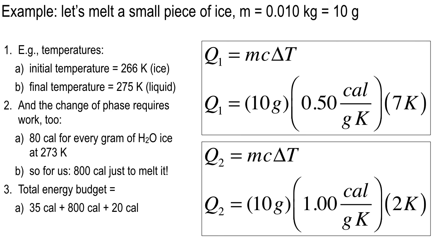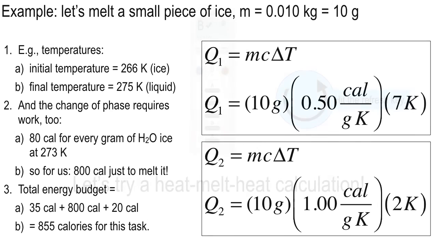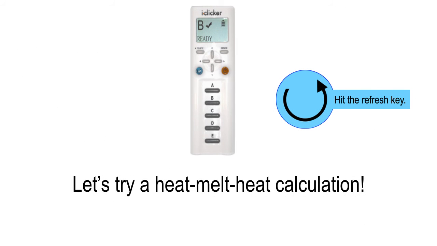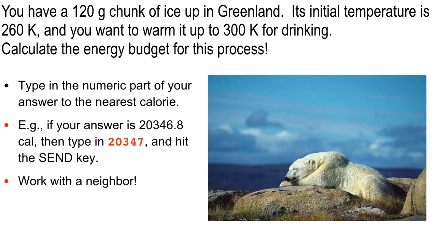So let's put it all together. My total energy budget for this procedure is 35 plus 800 plus 20, heat, melt, heat. So for the heat, melt, heat process, I heat with 35 calories, I melt with 800, and then I heat the liquid with 20 calories more, and I get to my target temperature. So my total budget is 855 calories.